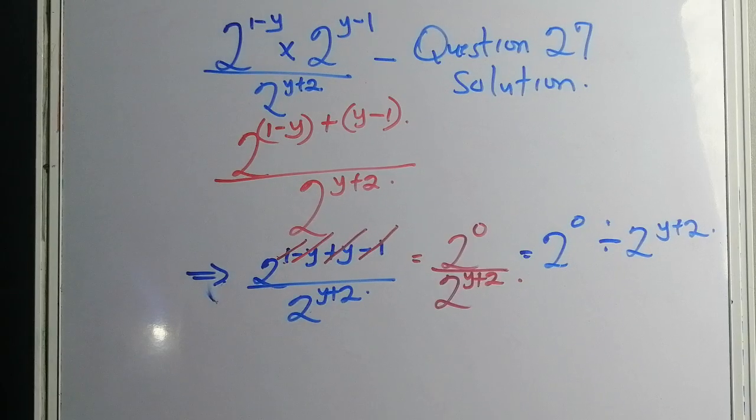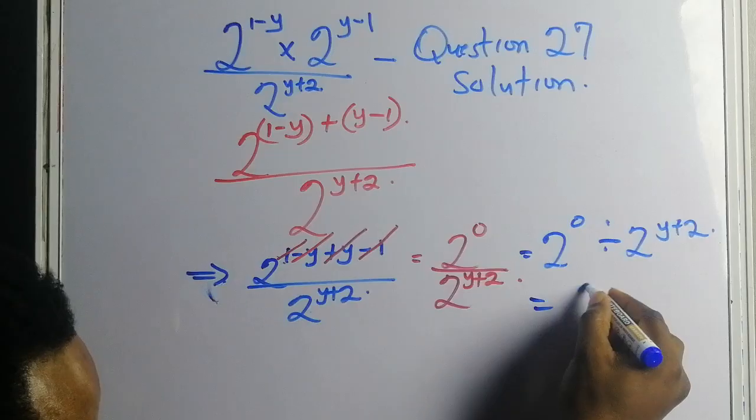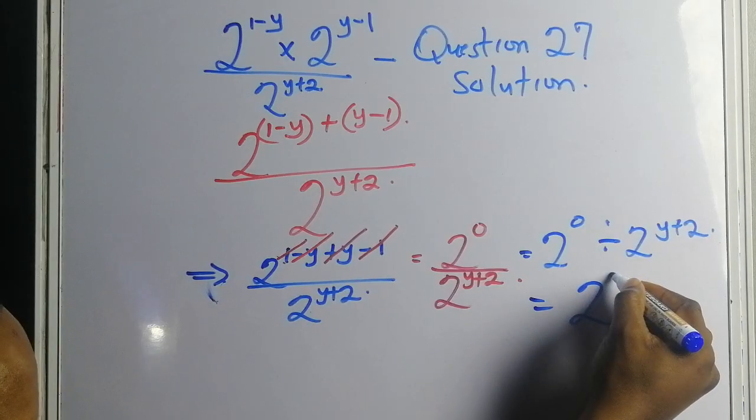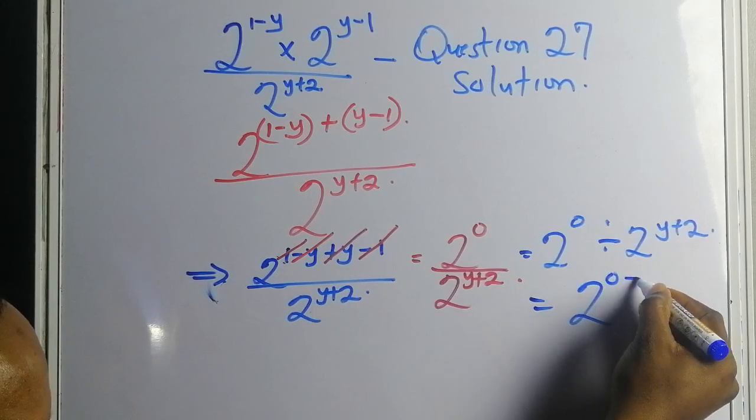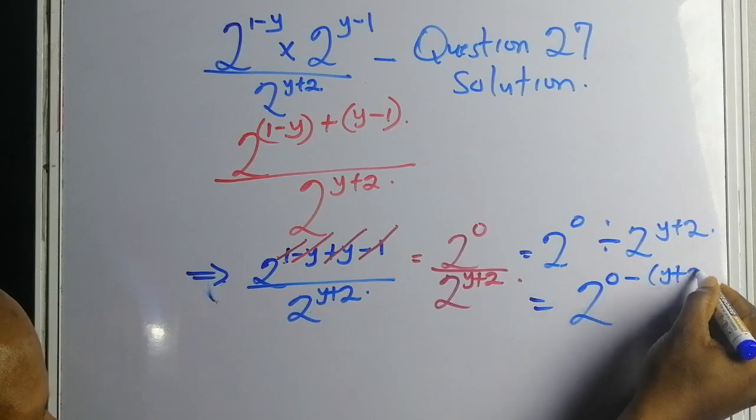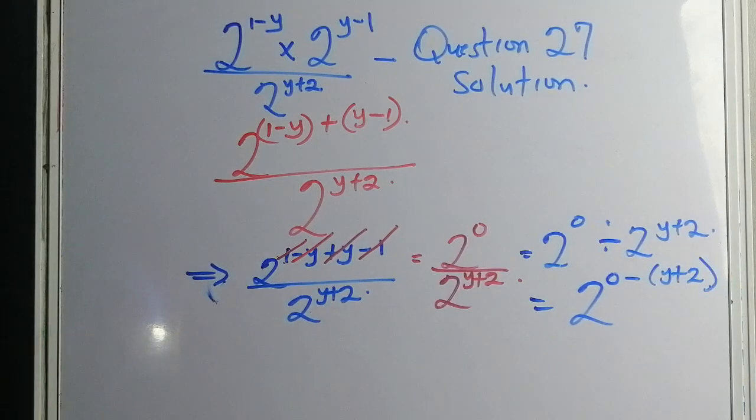Mathematics is not about cramming. No, just know all those laws. Those laws are not hard to learn. You understand? They are not hard to learn at all. So it means that I will just pick one base here, 2. Then subtract the power. 0 minus y plus 2. So it's as simple as that.